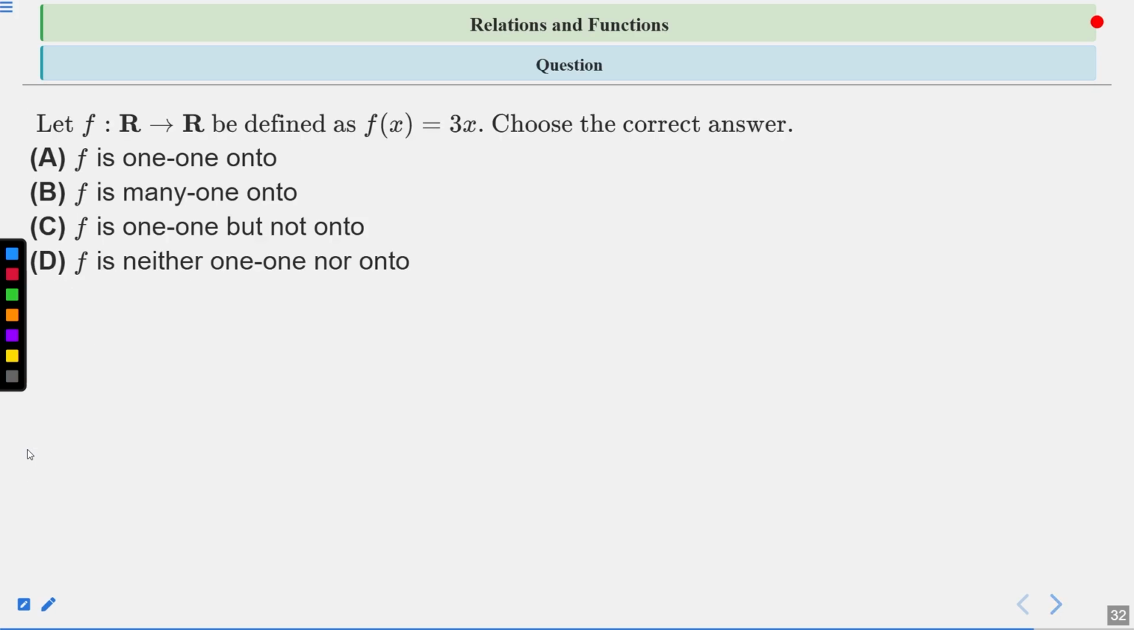This question: a function from R to R defined as f(x) equals 3x, and we have to choose the correct option. Is the given function one-one as well as onto, or many-one and onto, or one-one but not onto, or neither one-one nor onto? You'll have some seconds to try this problem, then afterwards we will move on to the solution slide. So your time starts now.